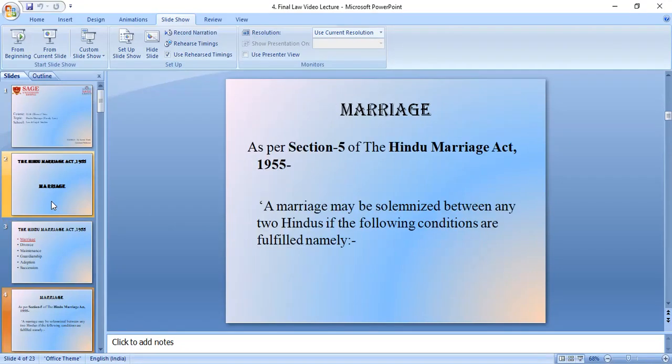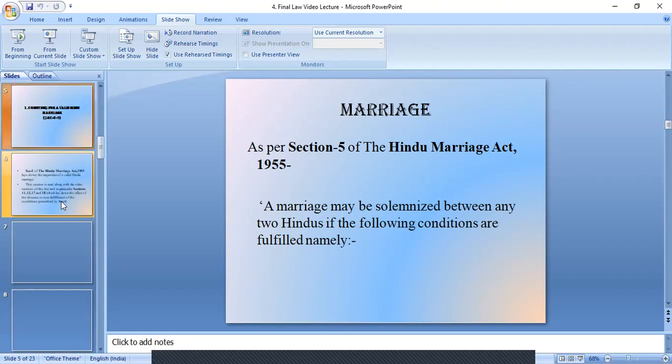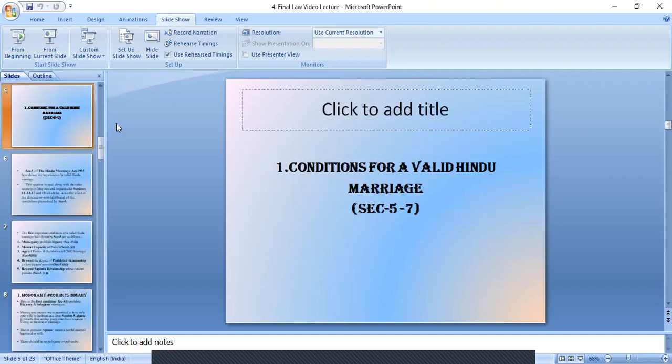As per section 5 of the Hindu Marriage Act 1955, a marriage may be solemnized between any two Hindus if the following conditions are fulfilled, namely, conditions for a valid Hindu marriage. It starts from section 5 up to section 7 of the same Act.